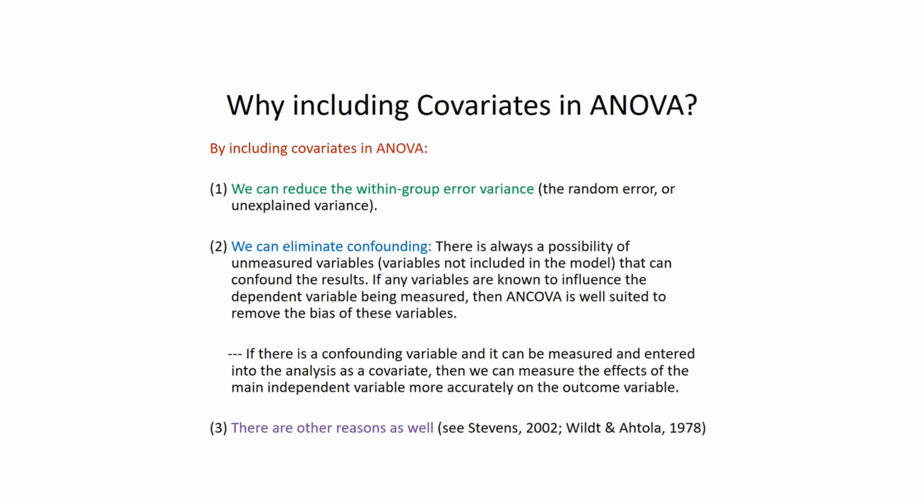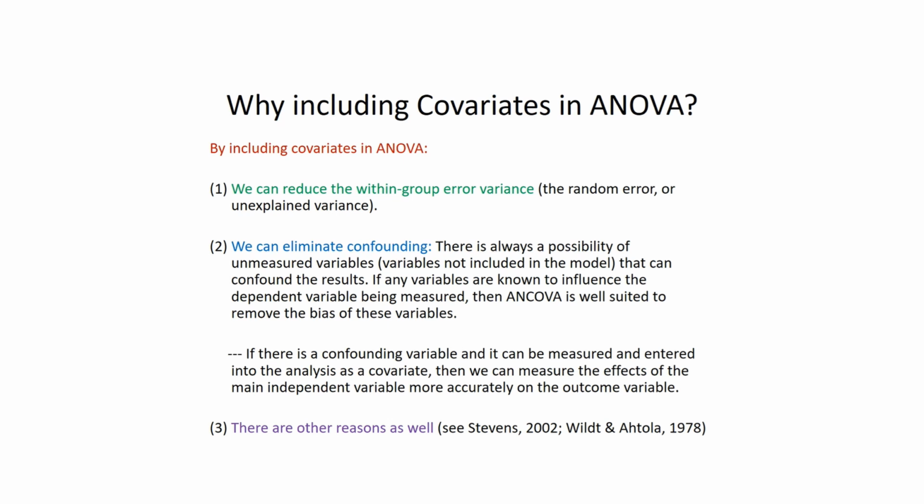And the second reason is we can eliminate confounding. There is always, like I said before, a possibility of unmeasured variables, where we cannot rule out all the variables that affect the experimental result, which may have a significant effect on it. So if there are any variables that are known to have some influence on the dependent variable, and if we can measure the effect of those variables, we can actually remove the bias, and we can make our experiment closer to the true value. Which is why ANCOVA is opted for.